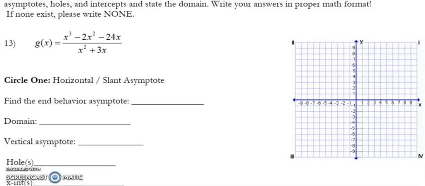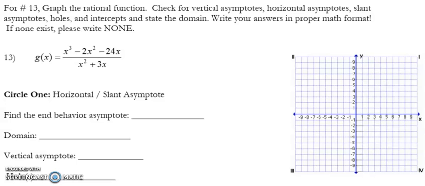All right, number 13 takes us back a little bit. Graph the rational function. Check for vertical asymptotes, horizontal asymptotes, slant asymptotes, holes and intercepts, and state the domain. Write your answer in proper math format. So what I mean by that is make sure that your asymptotes are written as y equals or x equals, depending on end behavior versus vertical. And make sure that your holes are written as coordinate points and your intercepts are written as coordinate points.